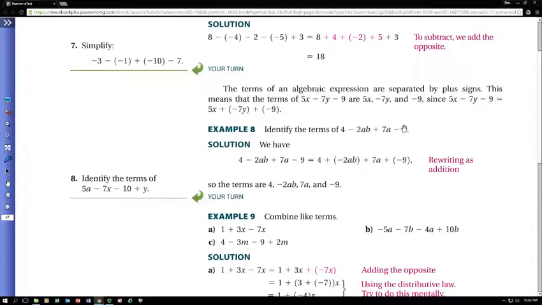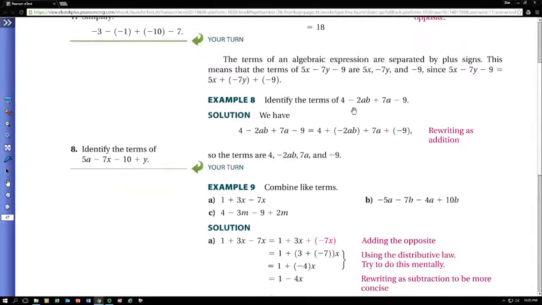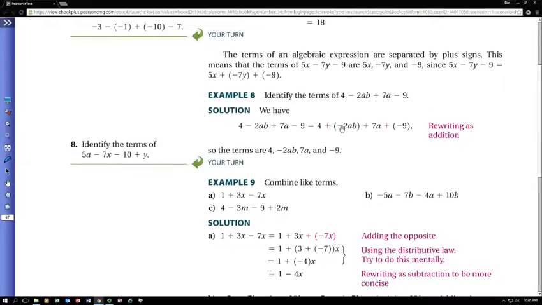with expressions that have variables in it. I have subtraction. Again, I cannot change the order of this thing until I have addition. So the subtracting -2ab is adding the opposite of it, which is a -2ab. Plus 7a, hey, that's addition already. -9 is plus a -9. Now it is in all addition.